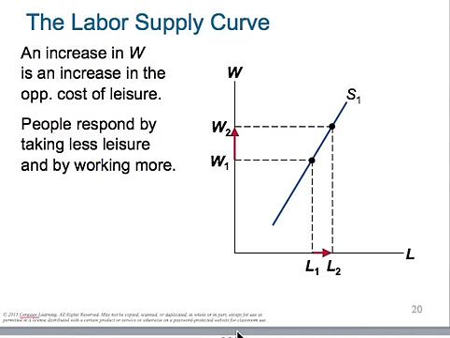Now, looking at the labor supply curve, an increase in wage is an increase in the opportunity cost of leisure. So if you can get paid more to work, it costs you more to have leisure. People respond by taking less leisure then and working more.